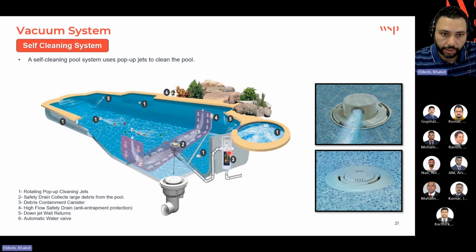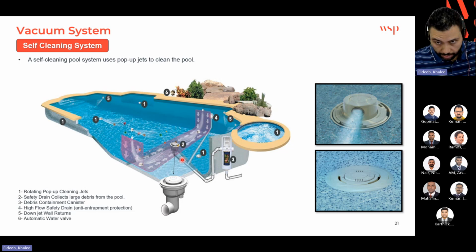So this system relies on an automatic water valve. You see this one, number 6, okay? The automatic water valve controls the water flow, ensuring efficient cleaning and enhancing the circulation in the system. As you can see in the video, in the next slide, there is a video for this.